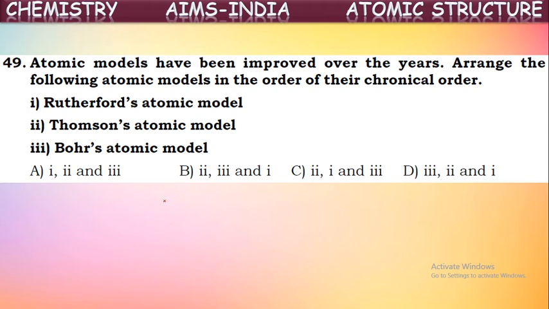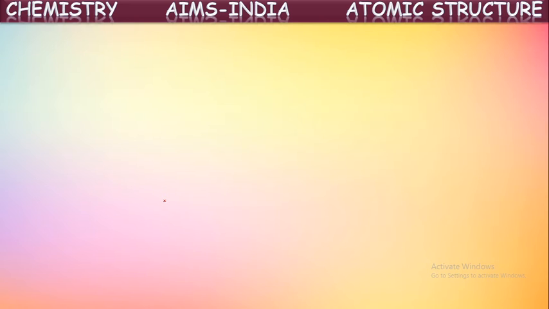Which of these was given first? Yes, Thomson's atomic model was the first among these all. Next to that, Rutherford's atomic model. And finally, Bohr's atomic model among these three. So Thomson's, Rutherford's, Bohr's. What is that order? 2, 1, 3. Where is it? Yes, here. It is correct.